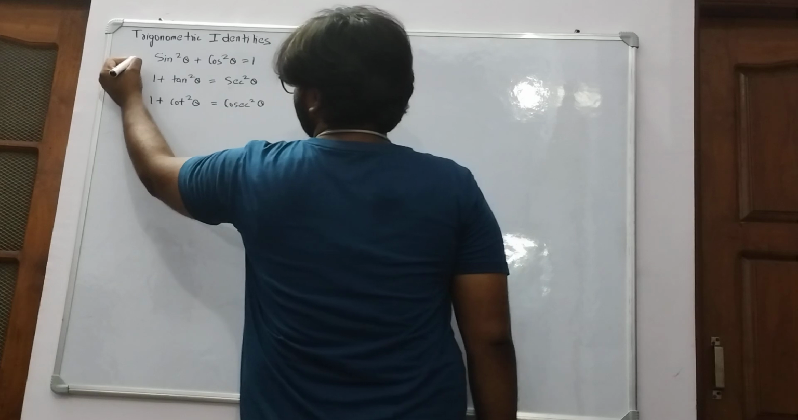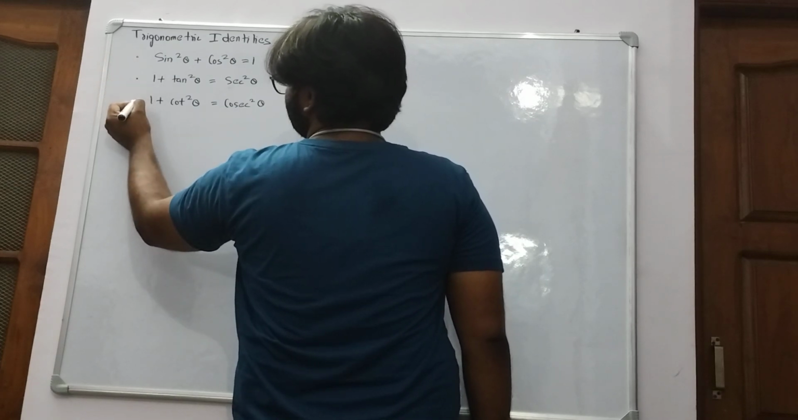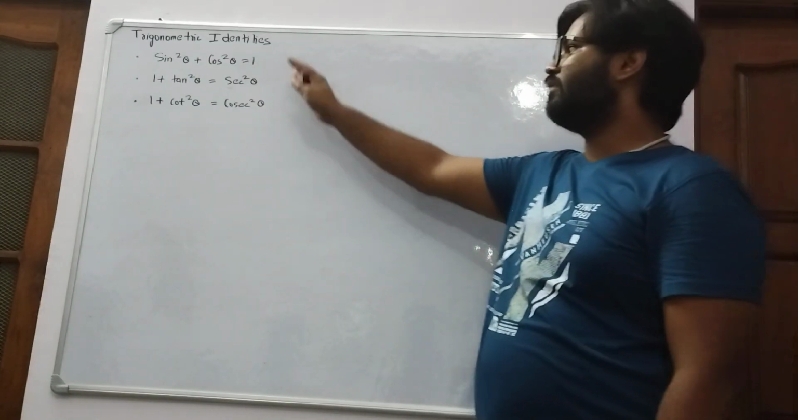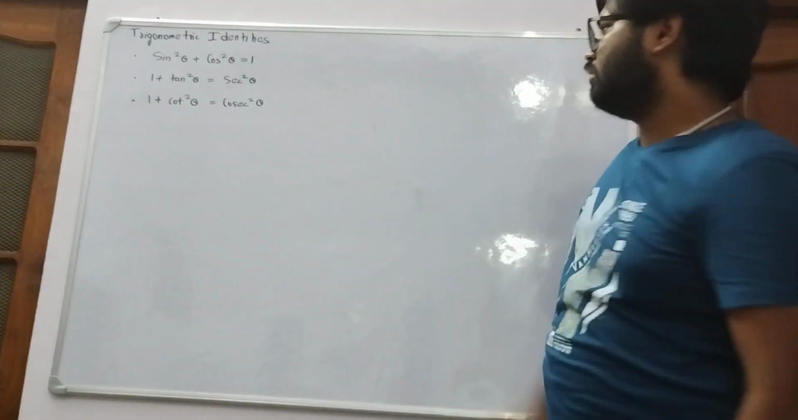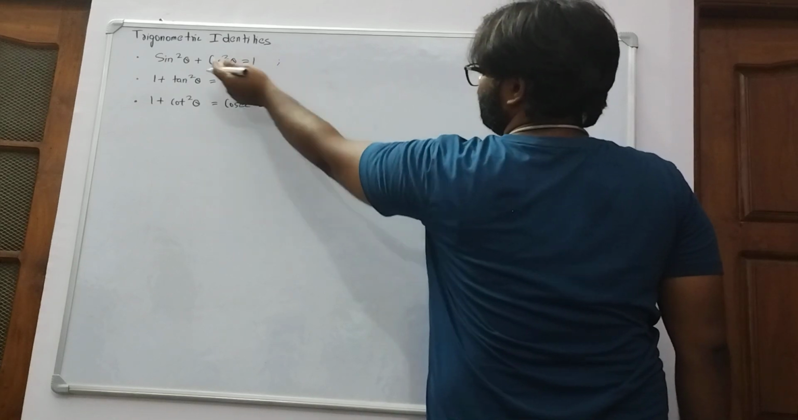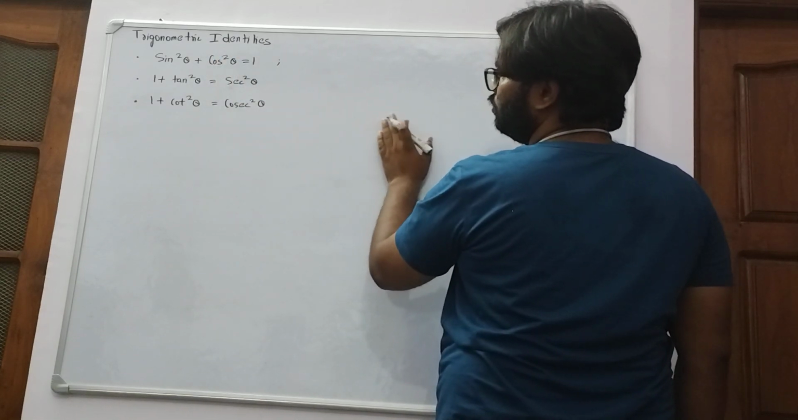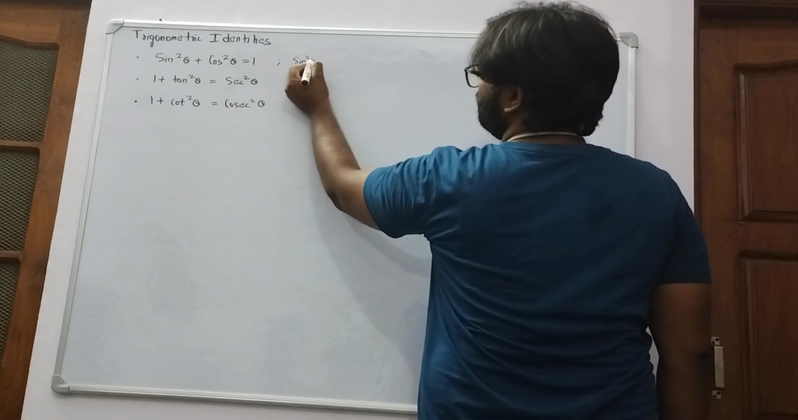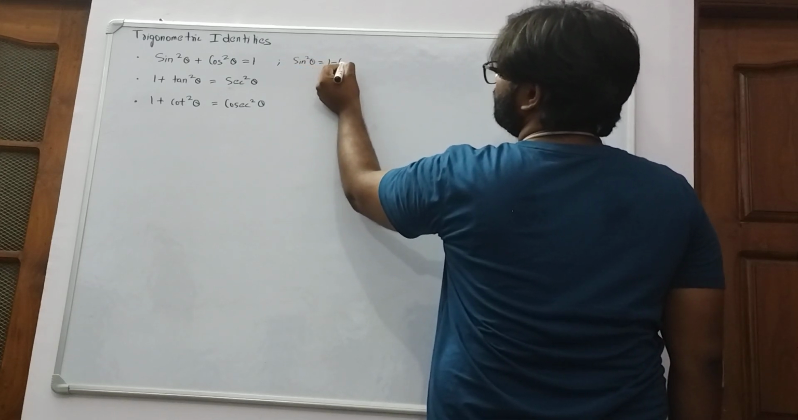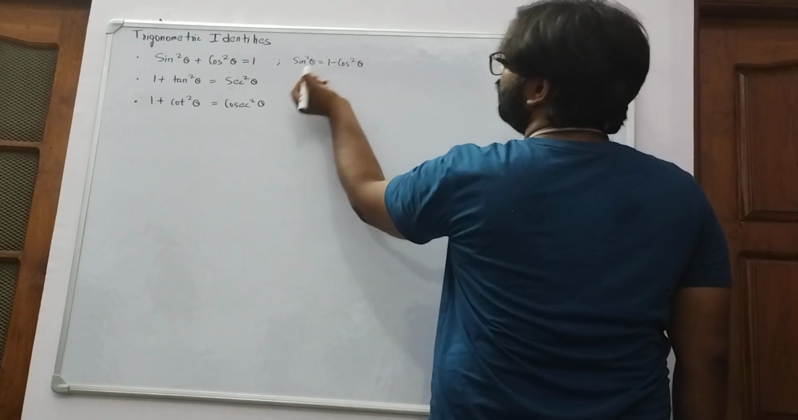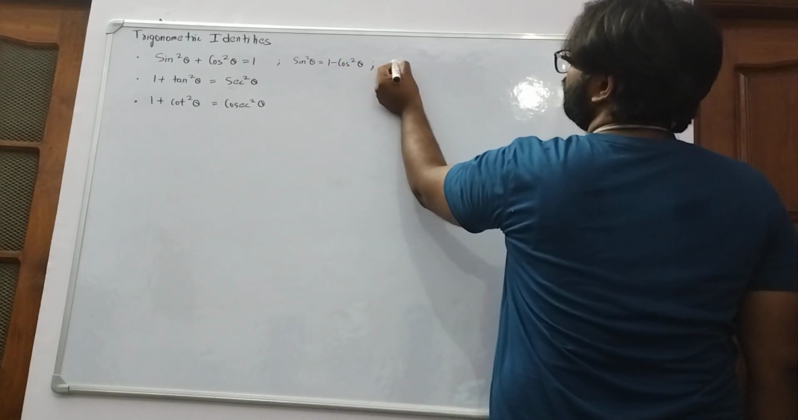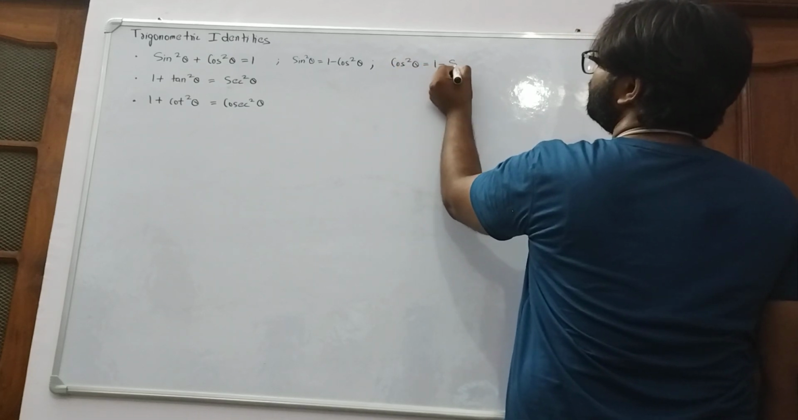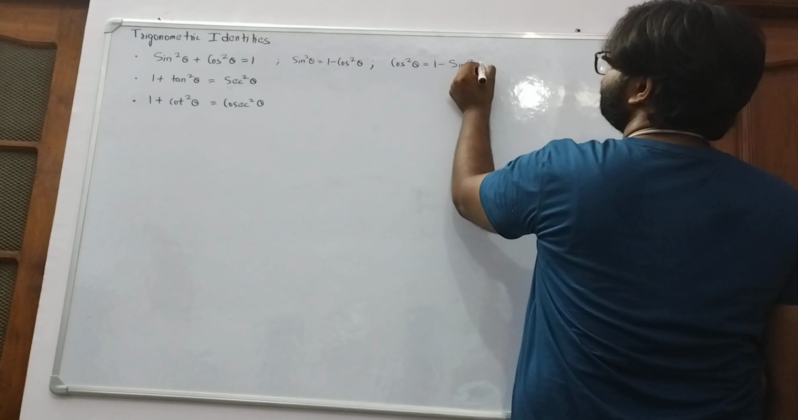Now you have to understand that it's not like you have to use these identities in the form which I have written. Let's say the first identity, sine square theta plus cos square theta equal to 1, can also be written as sine square theta is equal to 1 minus cos square theta, or cos square theta is equal to 1 minus sine square theta.